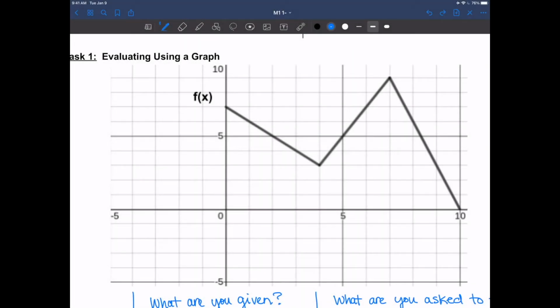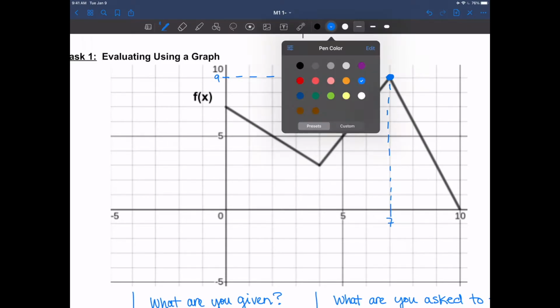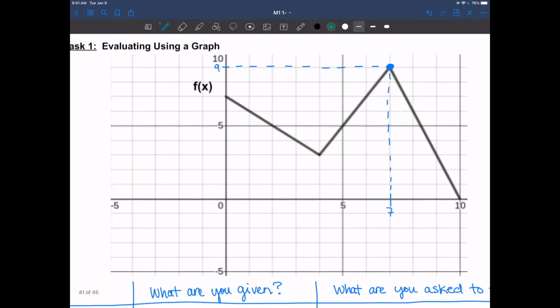All right, so I'm just going to mark up my graph so I can remember what I did. So here's 9. I went this way. Okay, and I'm going to put a closed circle here, and then I'm going to go down and read that x value. Okay, I'm going to change my color here to green.